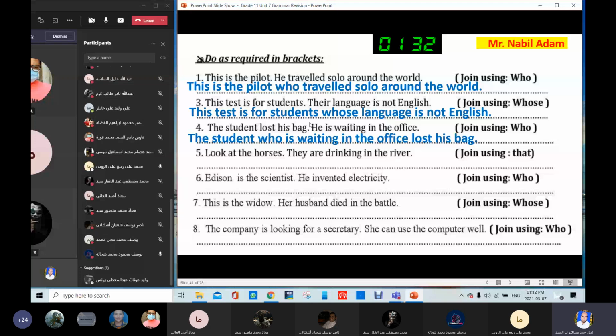Bag is a thing, not a person. So: the student who is waiting in the office lost his bag. Okay, number five. Muhammad Essam. Look at the horses. They are drinking in the river. Look at the horses drinking in the river.